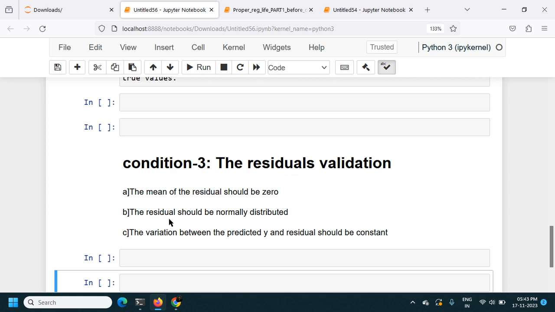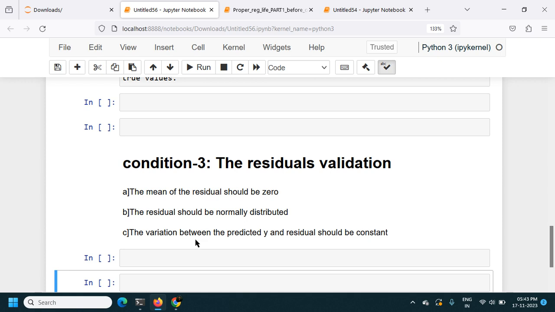After that, we need to check that the residual is normally distributed. When we do the KDE plot or the histogram of the residual, it should show a bell curve or bell-like structure. Then we can call it normally distributed. There should not be any skewness in the residual.